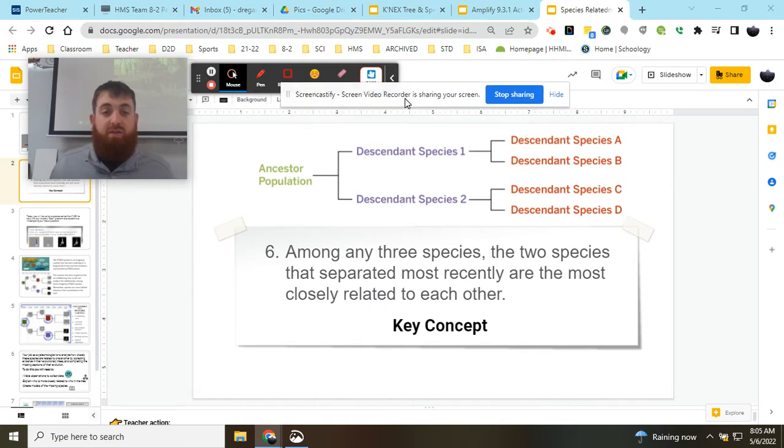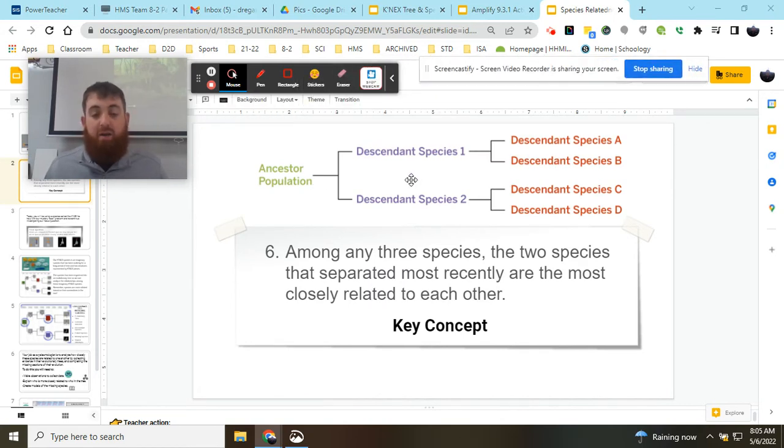In the previous set of tasks, your job was to analyze this diagram to help us understand that among any three species, the two species that are separated most recently are the most closely related to each other. So when we look at our diagram here, if we're looking at descendant species A and B, we know that they're more closely related because they are more recently separated. A and B have been separated more recently by their descendant species number one, and that helps us understand that they're more closely related. And we can see that by their connection on the tree, looking at the lines and where they intersect.